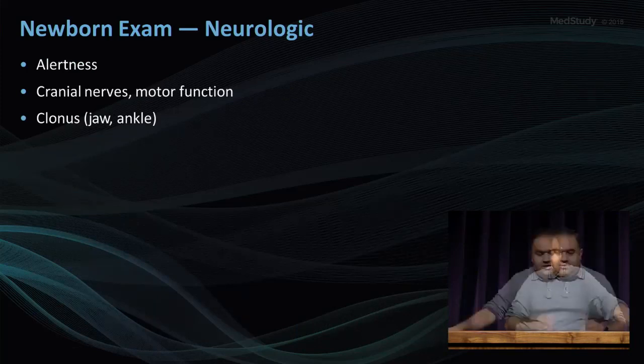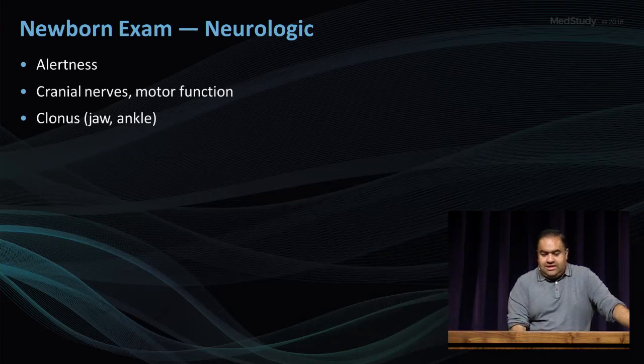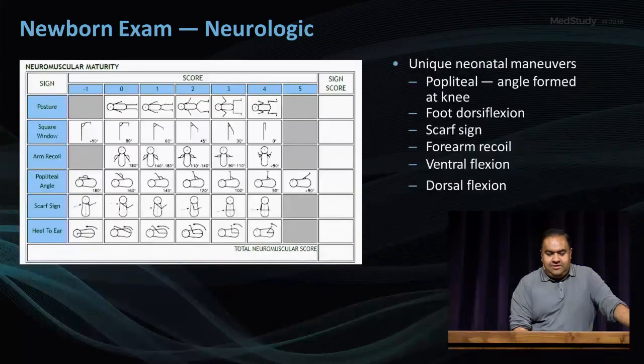Last part, neurological exam: alertness, cranial nerves, motor function, clonus. This is the second part of the Ballard exam that you're going to take a look at. So here's that Ballard exam. We're looking at the different types of angles.